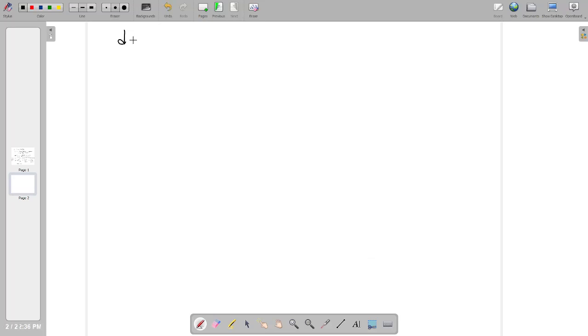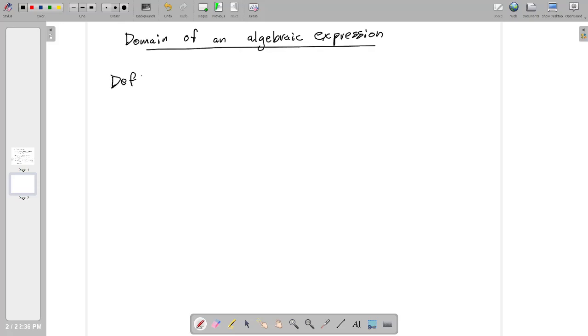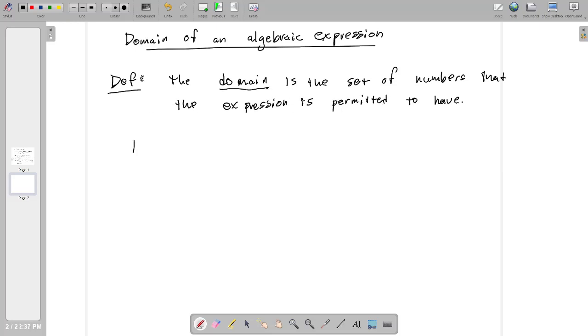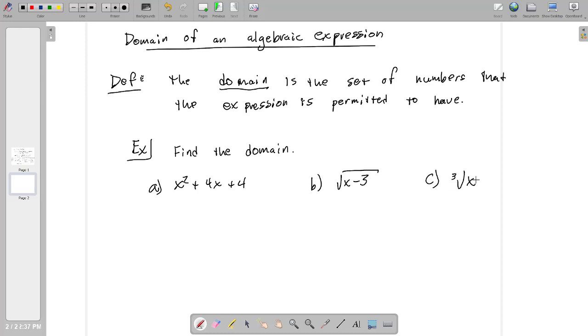Next, we're going to talk about the domain. Start with the definition. The domain is the set of numbers that the expression is permitted to have. Show you what I mean with an example. So we need to find the domain here. Let's find the domain of A, x squared plus 4x plus 4. B, square root of x minus 3. C, the cube root of x plus 4.